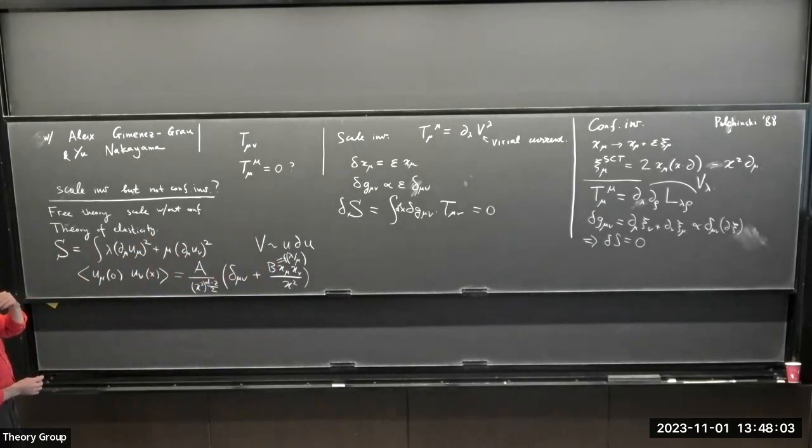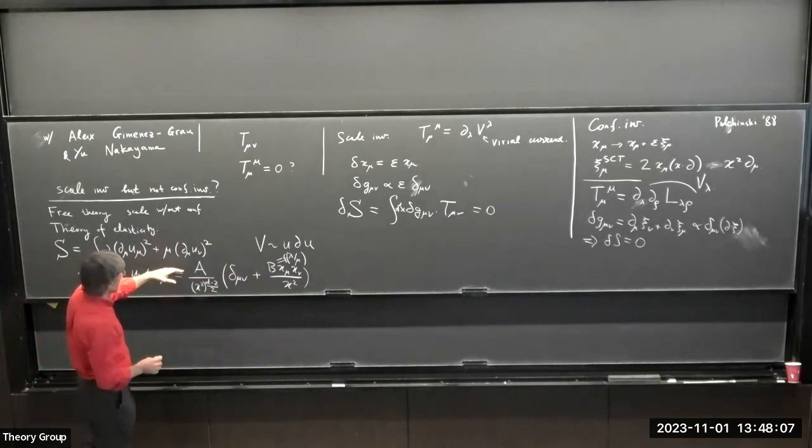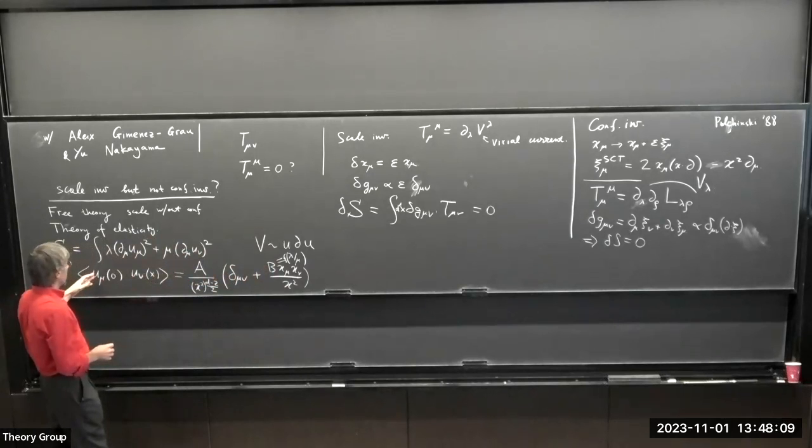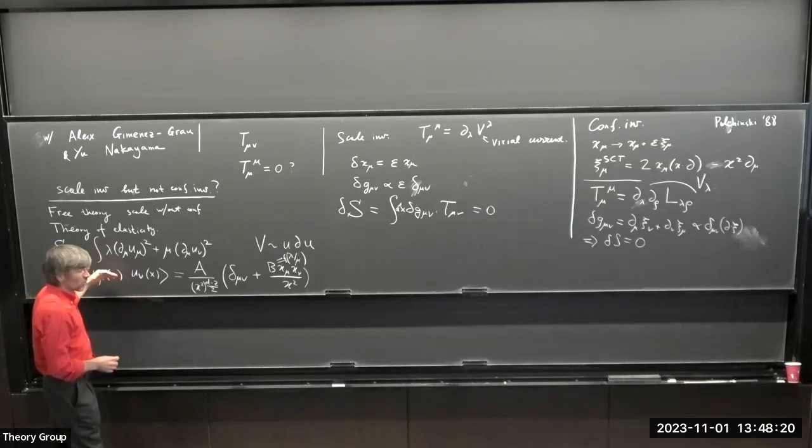Maxwell. Yeah, Maxwell. Well, I wanted to say Maxwell, but then I got a bit confused, because Maxwell theory is conformally invariant, but the field u_mu in Maxwell theory is not a gauge invariant field, so you're not supposed to consider its two-point functions.